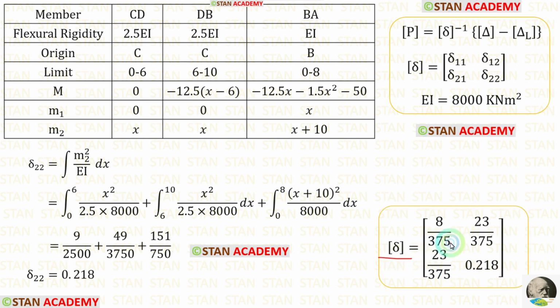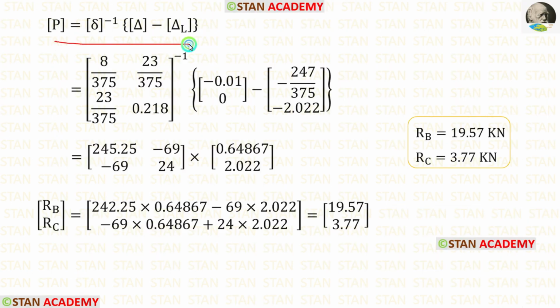In the delta matrix, we have found all of the values. Let us apply them. In this formula, we have found all of them. Let us apply. We can add these two matrices. After adding, we are getting this.